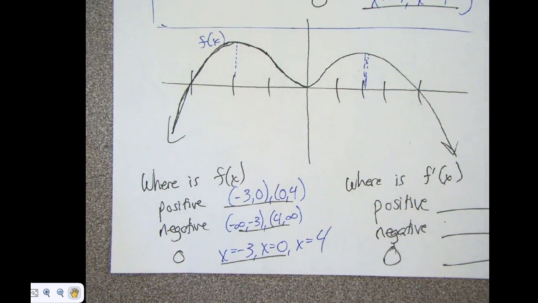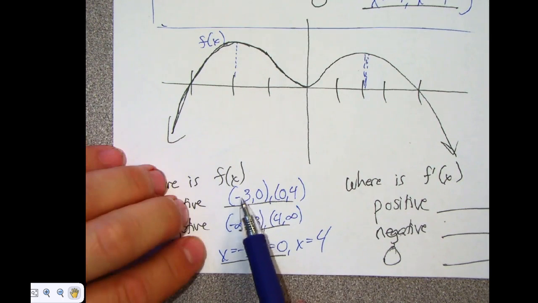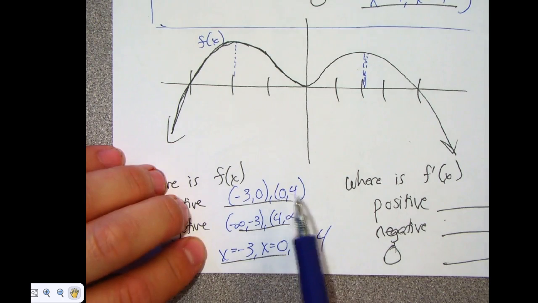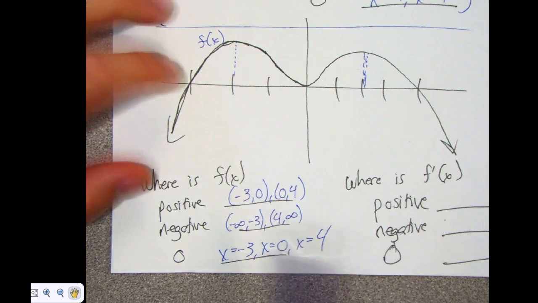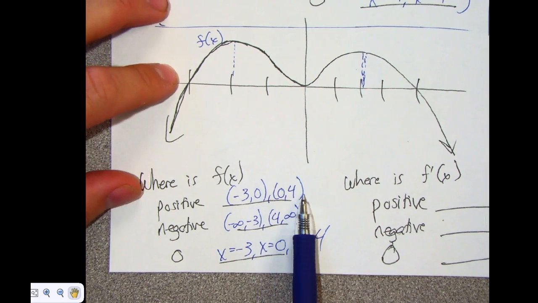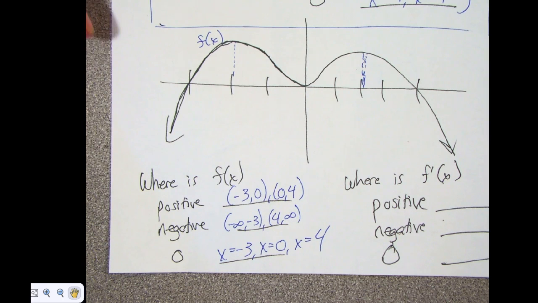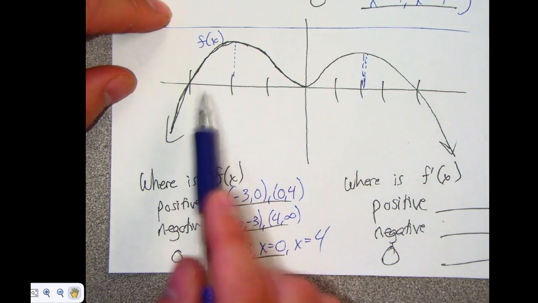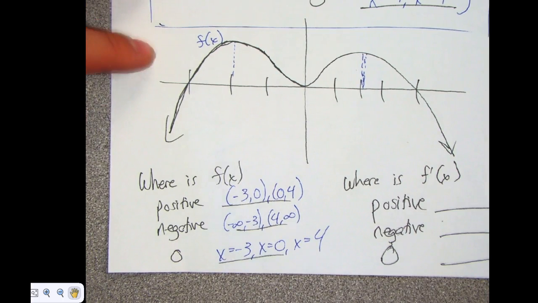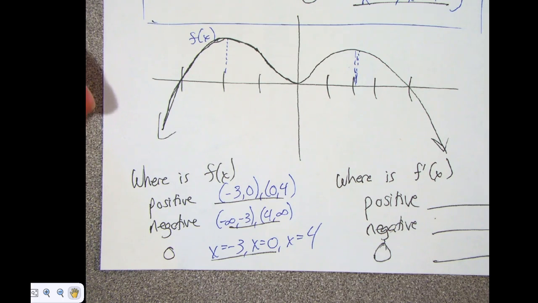x positive. I see a lot of people say it's positive between -3 and 4. It's actually not true. It's not positive at 0. So you've got to separate that and say -3 to 0 and 0 to 4. Negative over here and over here, and 0 at those 3 spots. Is the f of x part okay? Does it make sense why?